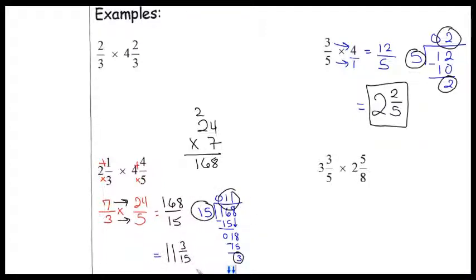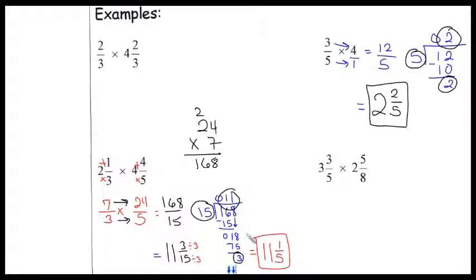Careful, improper fraction. Careful, we're not done. We have to simplify. This 3 can be divided by 3, and this 15 can also be divided by 3. So my final answer is going to be that 11, that whole number, and 3 divided by 3 is 1. 15 divided by 3 is 5. So my final answer is 11 and 1/5.